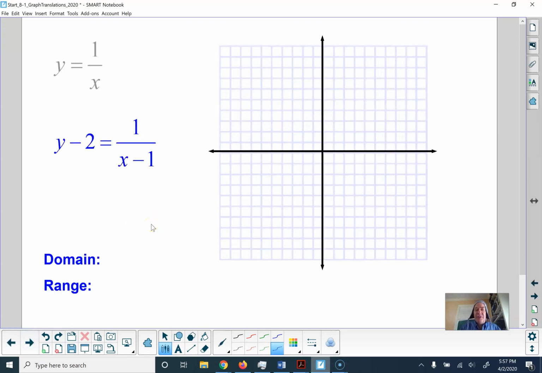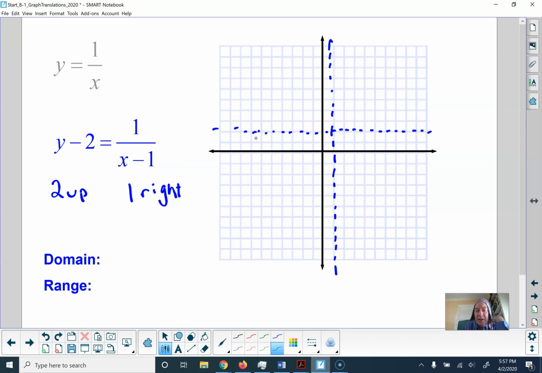Here we have the function y equals 1 over x, and we are translating it. By this equation, you see that it is translated 2 up and 1 to the right. The first thing you want to do is draw your asymptotes. Your asymptotes were usually the x-axis and the y-axis. But now it's 1 to the right, so the y-axis has moved 1 to the right, your new asymptote. The x-axis has moved 2 up, your new asymptote.